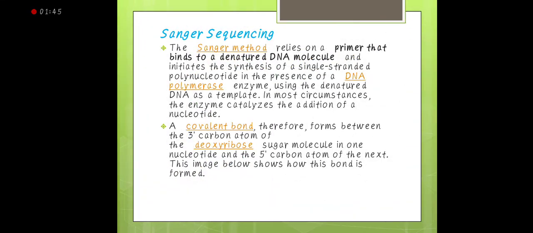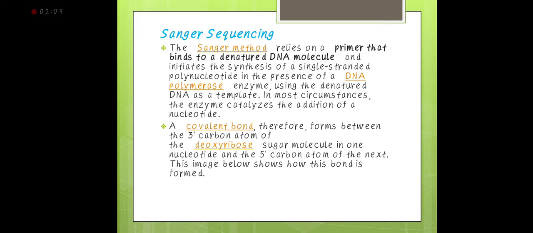Sanger sequencing. The Sanger method relies on a primer that binds to a denatured DNA molecule and initiates the synthesis of a single-stranded polynucleotide in the presence of DNA polymerase enzyme. It uses the denatured DNA as a template. In most circumstances, the enzyme catalyzes the addition of a nucleotide.